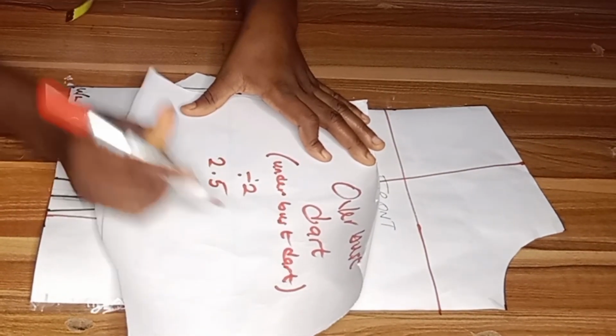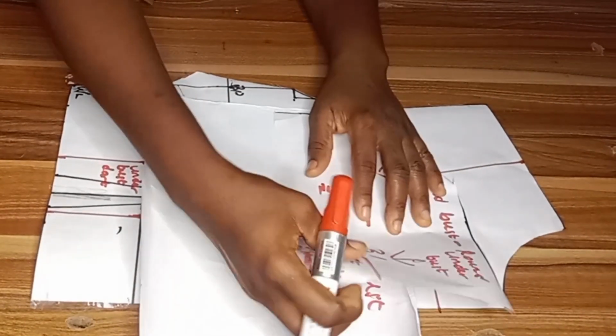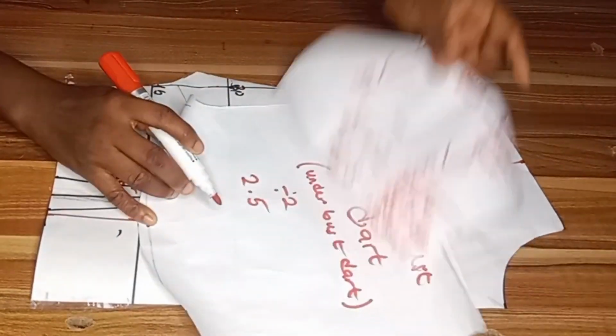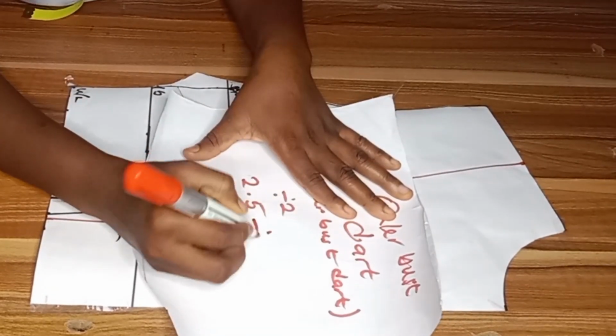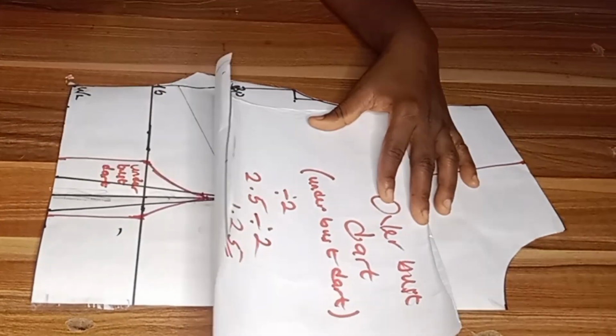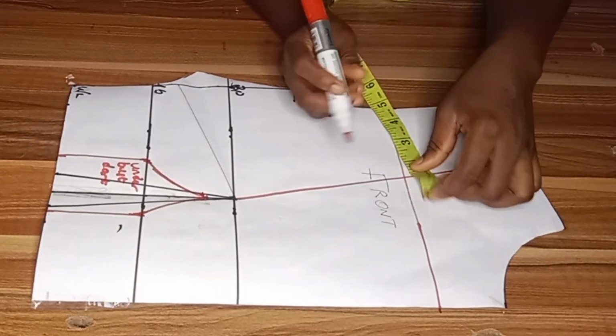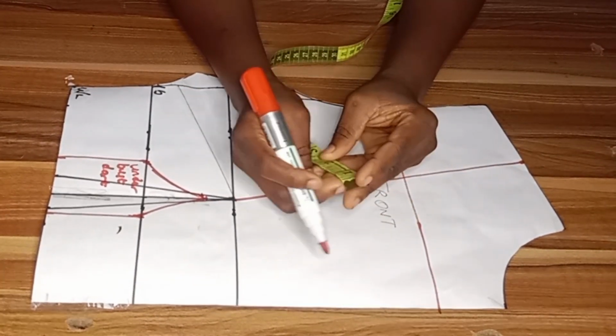You will divide it by 2. So I got 2.5 in this video from my bust allocation method as my underbust dart. So that 2.5 divided by 2 will give me 1.25. This works very well.